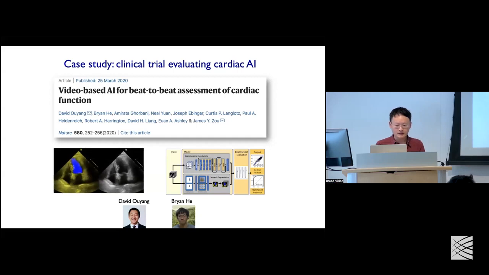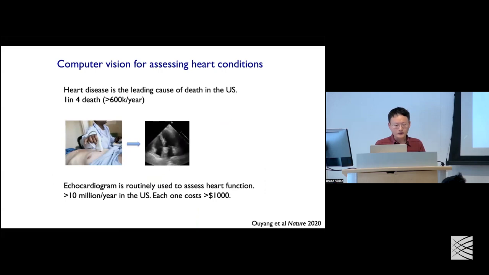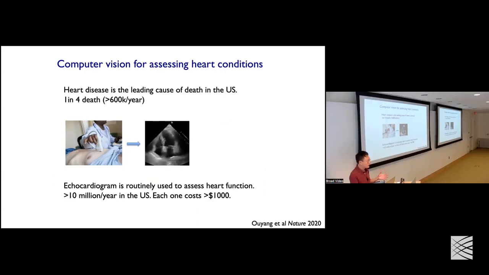Right. So the story actually started several years ago. So 3 years ago, we developed this algorithm for assessing heart conditions, right? Based on echocardiograms. These echocardiograms are very routinely collected. So they're cardiac ultrasound videos. There are over 10 million of these done every year in the US. So it's one of the most common measurements for assessing how well the heart is functioning in the patient.